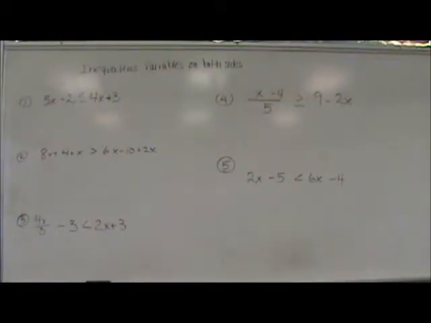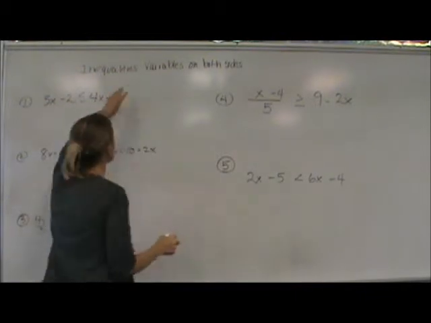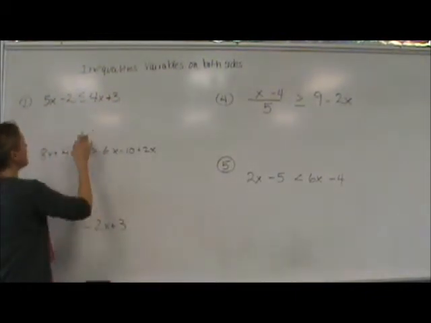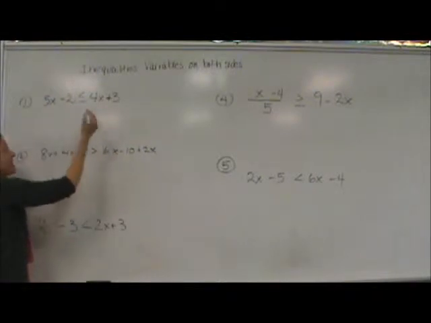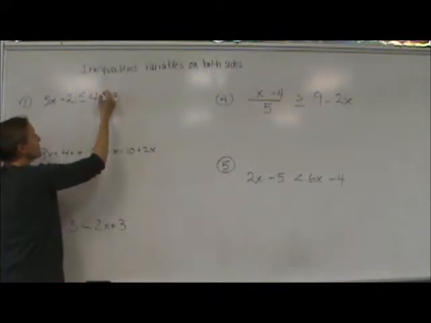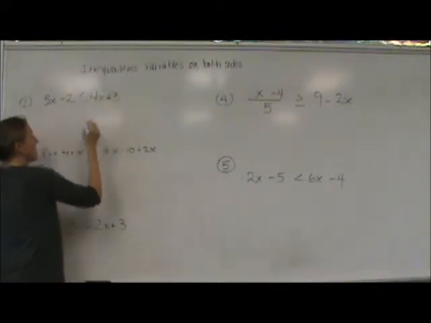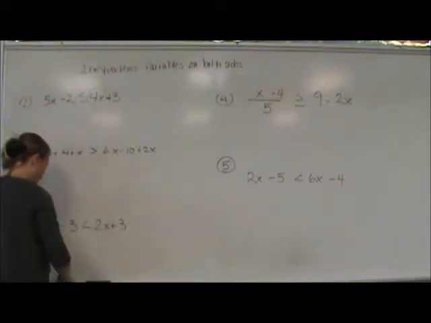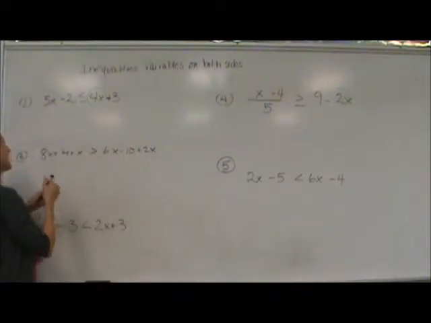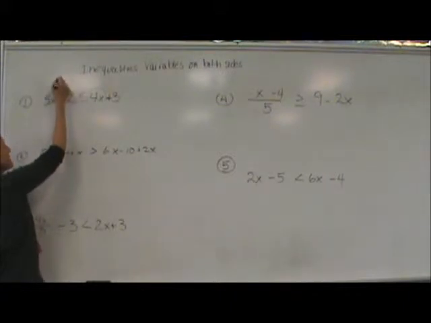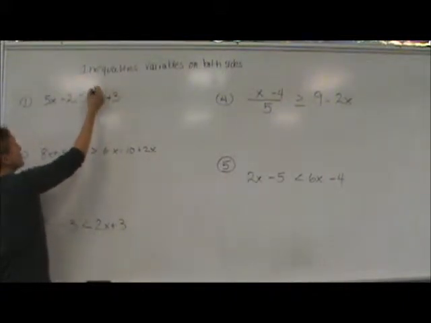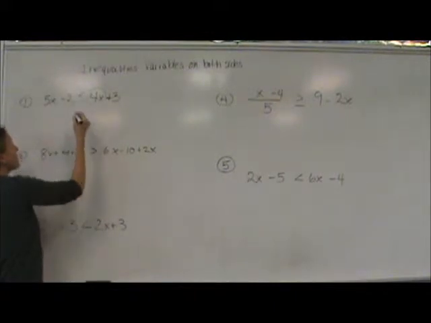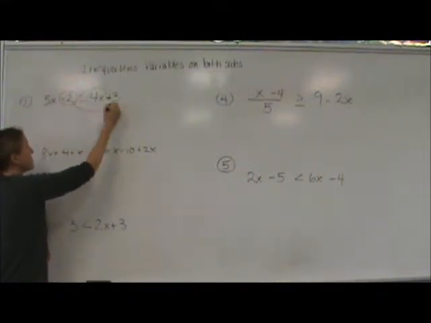All right, today we're going to learn variables on both sides, inequalities. What we're going to do first, remember, is that we're going to move our terms to the other side. So, I got an x over here. I like to have my x's on the left and my numbers on the right. So I'm going to bring my 4 over, and I'm going to bring my 2 over.